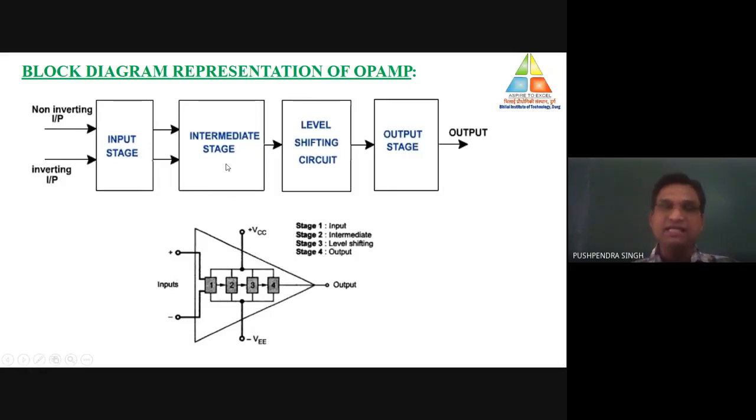One more thing: as I told you, in the intermediate stage there is a cascading of transistors, and whenever we go for cascading, we need to use either RC coupling, transformer coupling or direct coupling to couple the different transistors. Here, in the case of IC741, we are using direct coupling for cascading the transistors. And what is the effect of that direct coupling? Due to direct coupling, the amplification is very high. We are getting a sufficient amount of amplification.